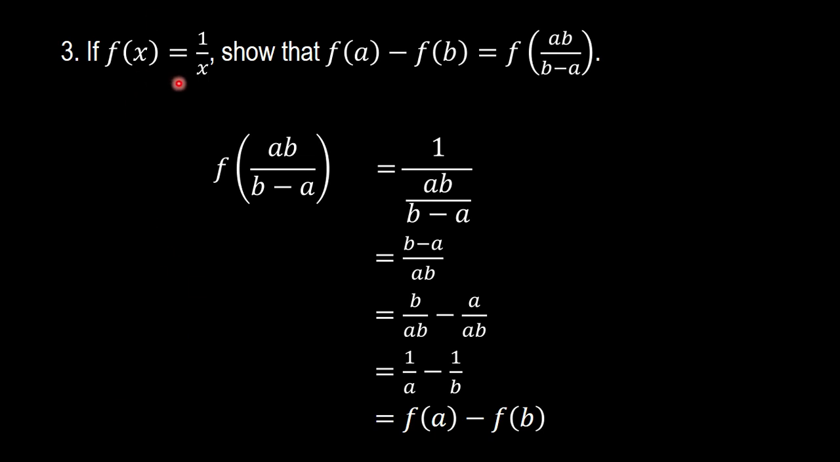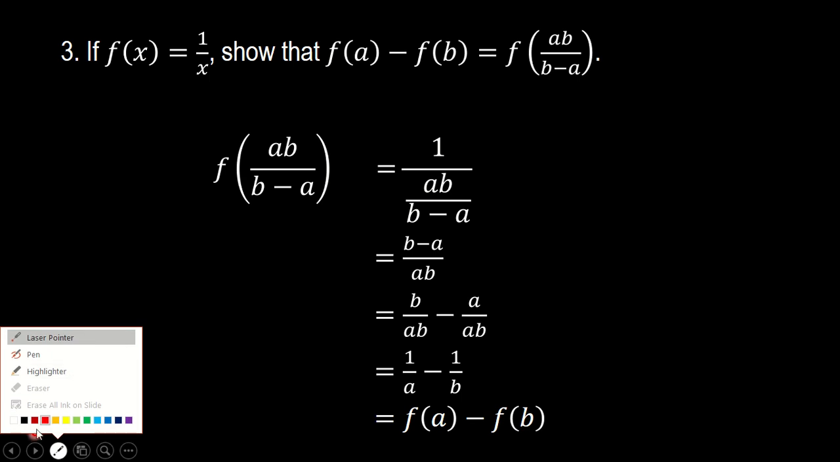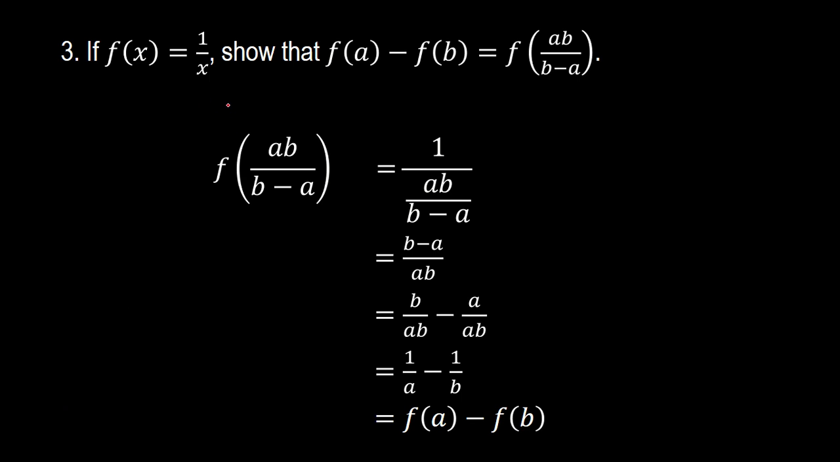Given that the function here is equal to 1 over x, show that f of a minus f of b is equal to f of ab all over b minus a. As you notice here, I forgot to have the animation, but let's try to discuss this one. Given that we have here f of a times b all over b minus a, let's just substitute this one to x. The f of x here is 1 over x, so let's just replace x by this: ab all over b minus a.